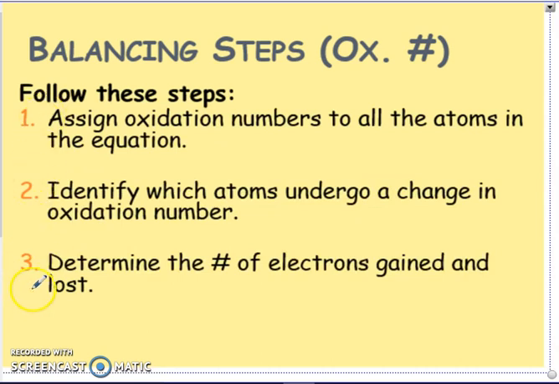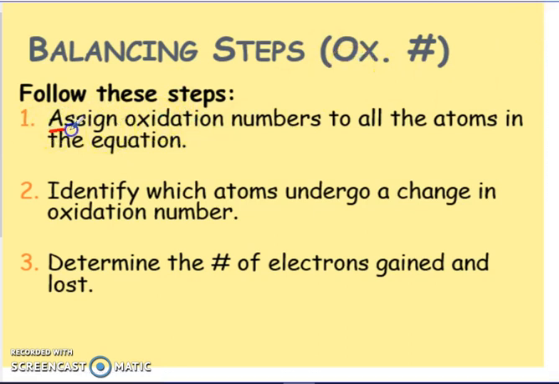So I'm going to just quickly go over the steps. These won't really make a whole lot of sense until you start looking at the examples that we have here. The first step when you're balancing using this oxidation number method is, of course, you have to assign oxidation numbers. You're going to go through every element in every compound or molecule or ion, whatever the case may be, and each needs to have a number assigned.